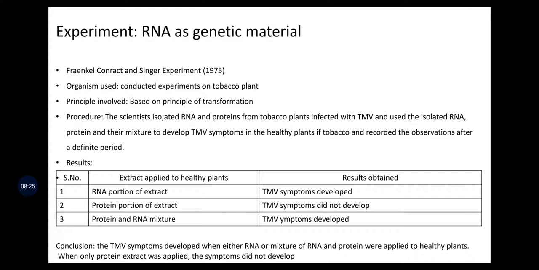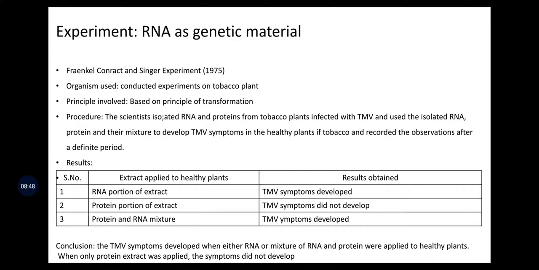Coming to the experiments to prove that RNA is a genetic material. When we classify RNA, we can classify it as genetic and non-genetic RNA, coding and non-coding RNA, minor and major function RNA. We'll discuss one by one. First of all, we will see some of the experimental evidence to prove that RNA is a genetic material.